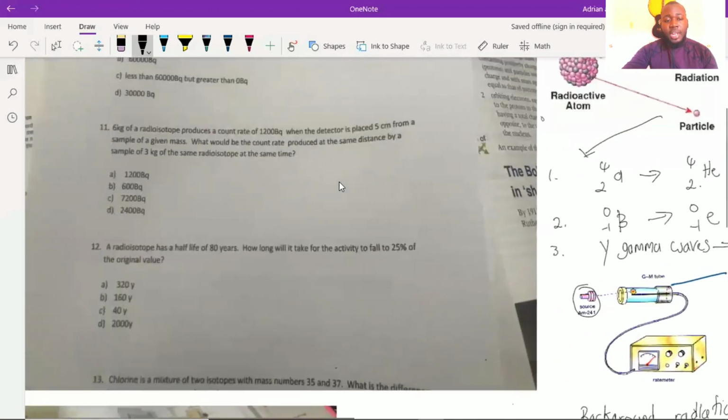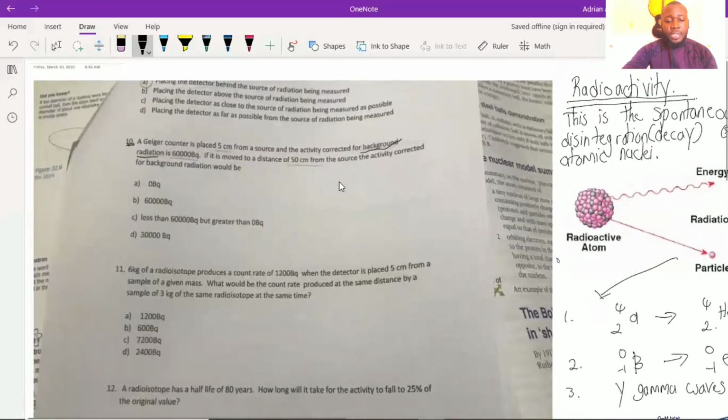So if we look at the options that they've given us for the answers, A says 0 becquerel. This would mean that moving it 10 times the distance away, the amount of recorded activity would be 0. Of course, that's not true. Nope. All right. B says 60,000 becquerel. We started at 60,000 becquerel. So this would be saying that there would be no change in intensity. It would be the same. Of course, that can't be true.